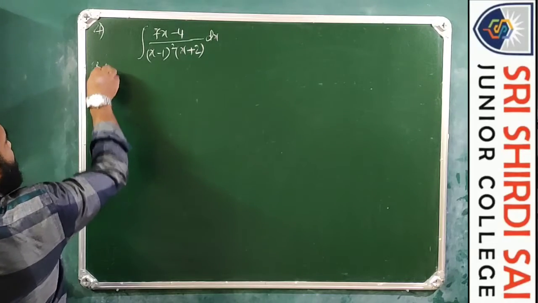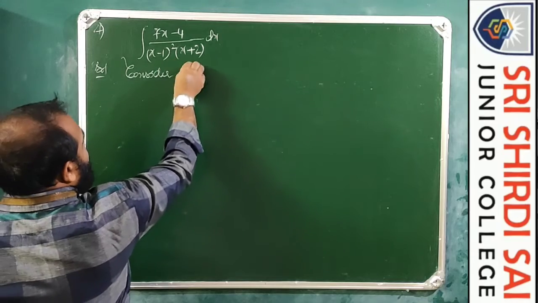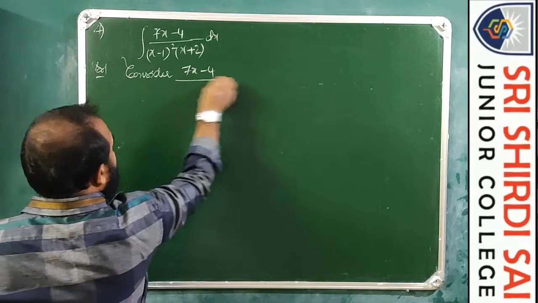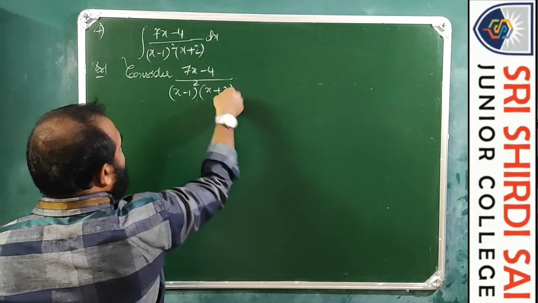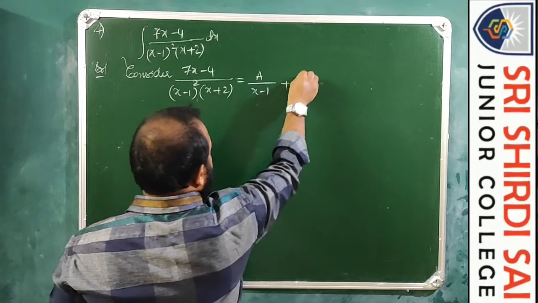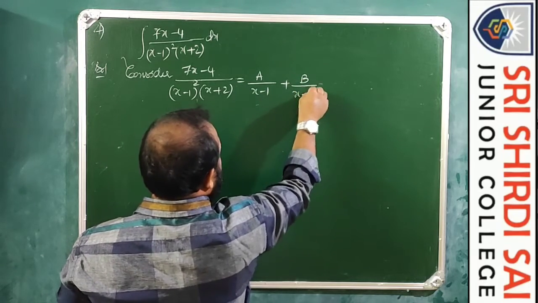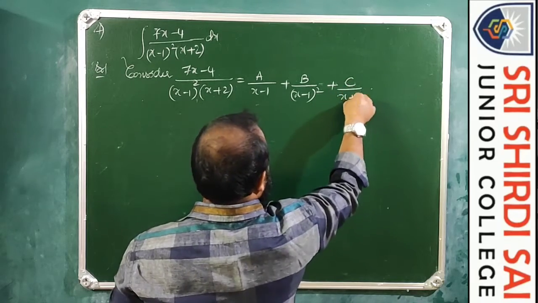So let us first consider (7x - 4) / ((x - 1)^2 (x + 2)) equals A / (x - 1) plus B / (x - 1)^2 plus C / (x + 2).